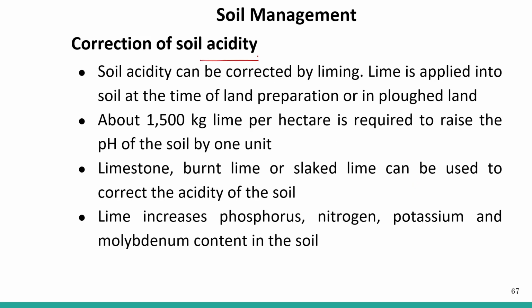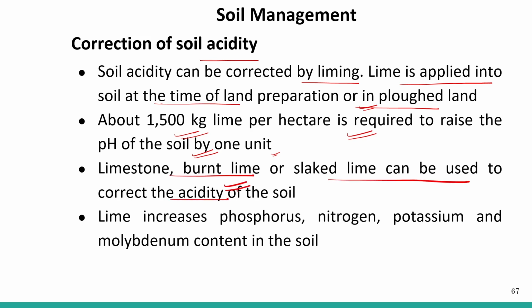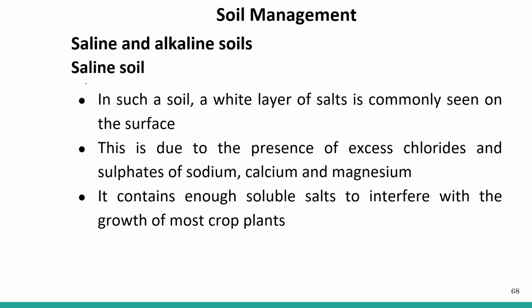Correction of soil acidity. How to correct it? Soil acidity can be corrected by liming. Lime is applied to the soil at the time of land preparation or plowing, and about 1500 kg of lime per hectare is required to raise the pH of the soil by 1 unit. Limestone, burnt lime, or slaked lime can also be used to correct the acidity of the soil. Lime increases the phosphorus, nitrogen, potassium, and molybdenum content of the soil, so that also increases the fertility of the soil.